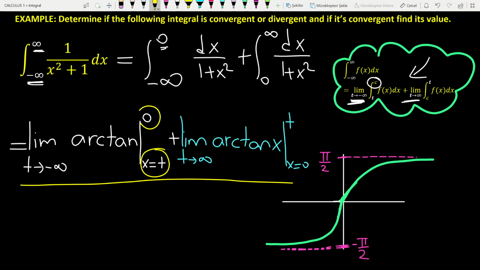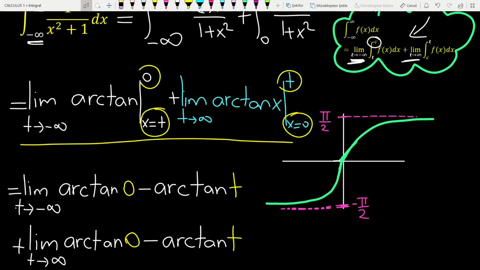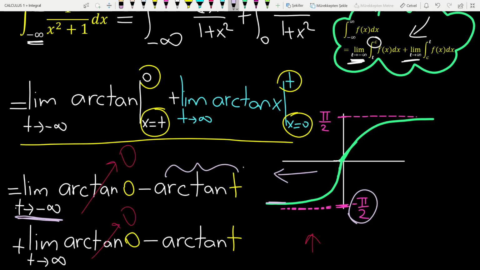Finally, putting the boundaries of integration, we have this limit. We have these limit expressions, and we know that arctangent 0 is 0. Look at the graph of arctangent x, which is given here. When t tends to minus infinity, or x approaches minus infinity, look at the graph. The function tends to minus pi over 2. So you have minus pi over 2 here.